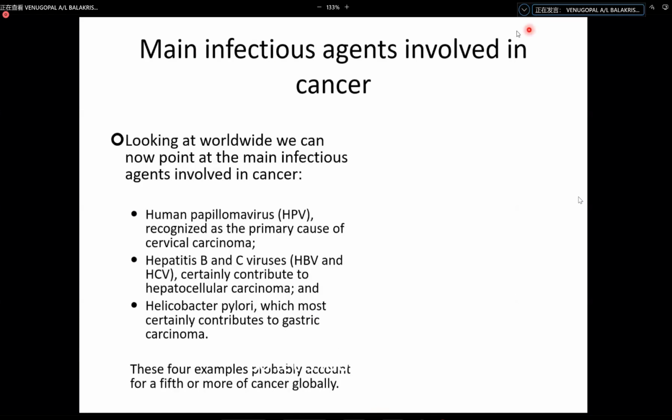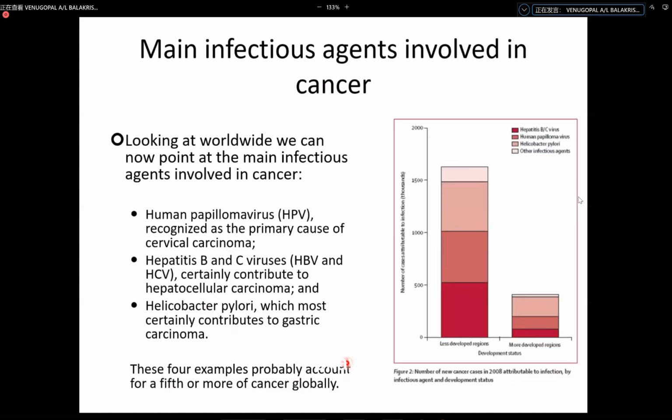Okay, so let's look at this. Main infectious agents involved in cancer. We will be focusing on the main ones here. Looking worldwide, we can point at the main infection-related cancers, which are HPV, hepatitis C virus and hepatitis B virus, and also Helicobacter pylori, which certainly contributes to gastric carcinoma. These four examples probably account for a fifth or more of cancer globally. So there is quite a lot.